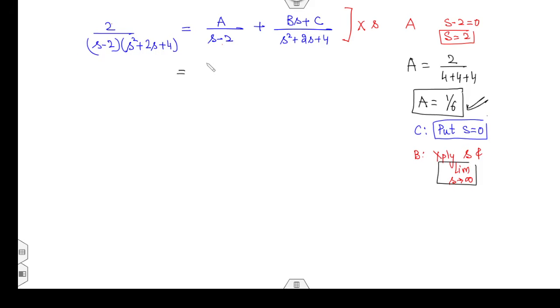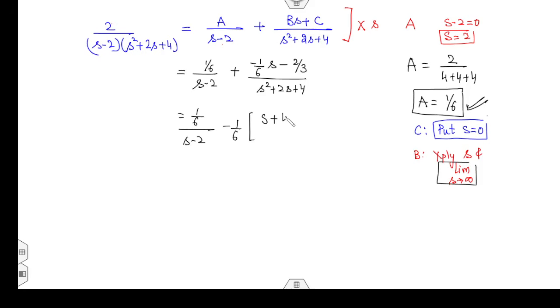So I can substitute these values. a is 1 over 6 over s minus 2, b is minus 1 over 6, c is minus 2 over 3, over s square plus 2s plus 4. So now I can take minus 1 over 6 as common. Then it will be (s plus 4) divided by (s plus 1) whole square plus 3. I can break this 4 also in terms of 1 plus 3.